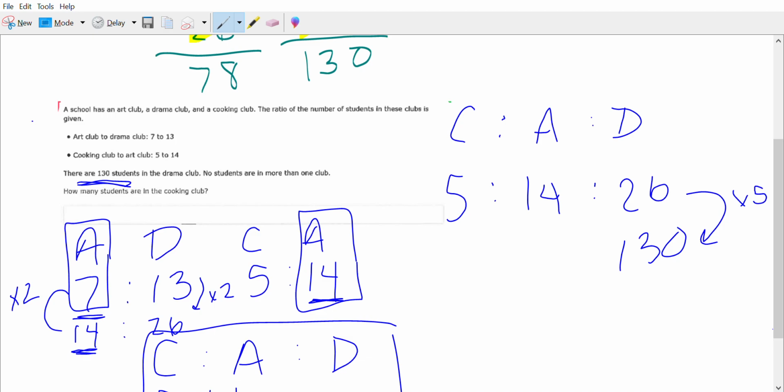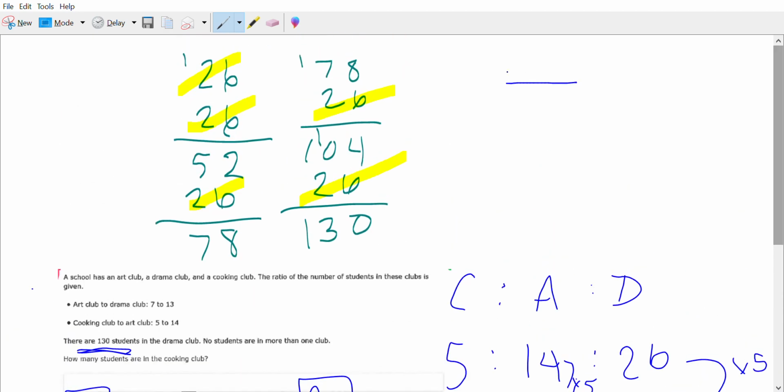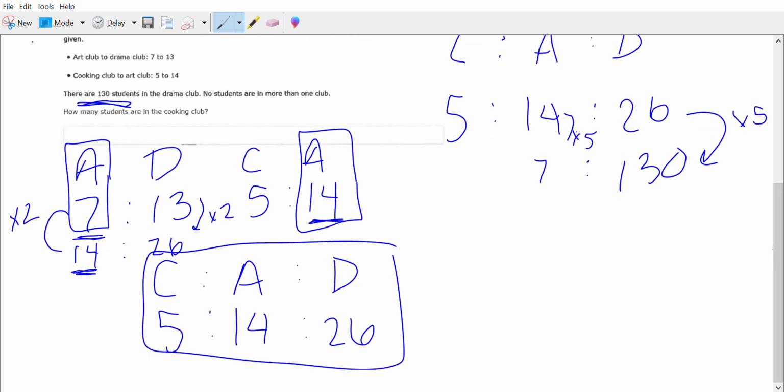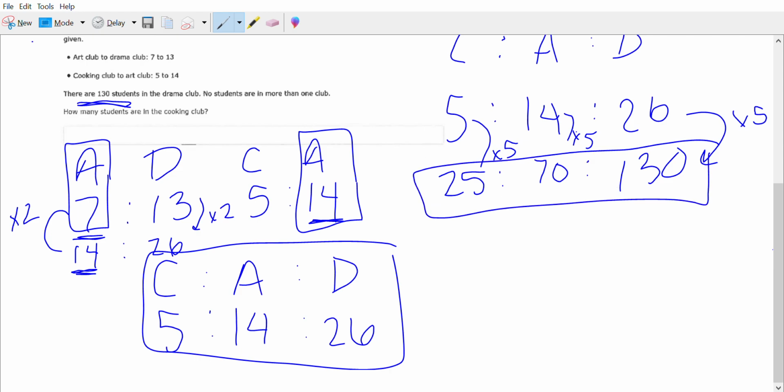So each of these different columns, we're going to go ahead and multiply by 5. What you do on one side, you got to do to the other side. Even though there's 3 in this case, we're going to multiply by 5. So we have 14 times 5. 5 times 10 is 50. 5 times 4 is 20. Add up these two values. You get 70. Last one, 5 times 5, that's mental math, 25. So our final ratio is 25 to 70 to 130.